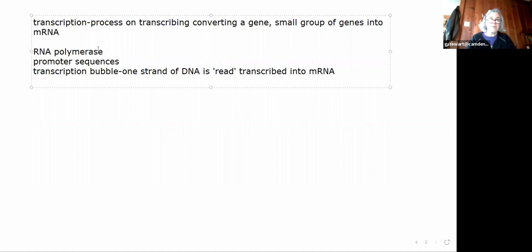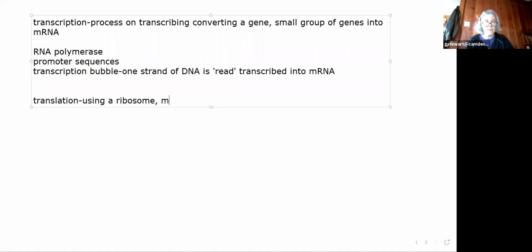Right, so that process of transcription is important not to get confused with the process of translation. The process of translation is using a ribosome. That's like the meeting place, right? Using the structure of a ribosome, that's where our messenger RNA and transfer RNA are going to meet and build a polypeptide.